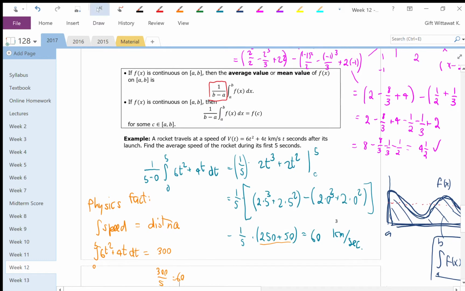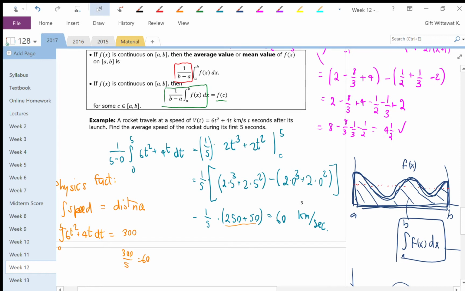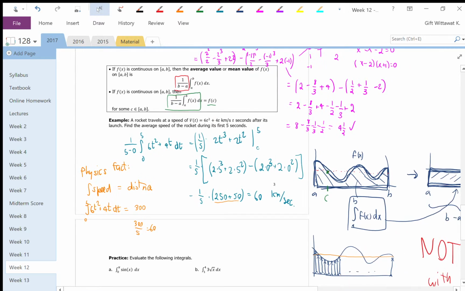The last thing we have here is probably a theorem. I'm not sure why I don't have a name. If my function is continuous from a to b, then the average value of the function is going to equal f of c for some value c in the interval (a, b). It just means that at some point in the interval, your function value has to equal the value of its average.